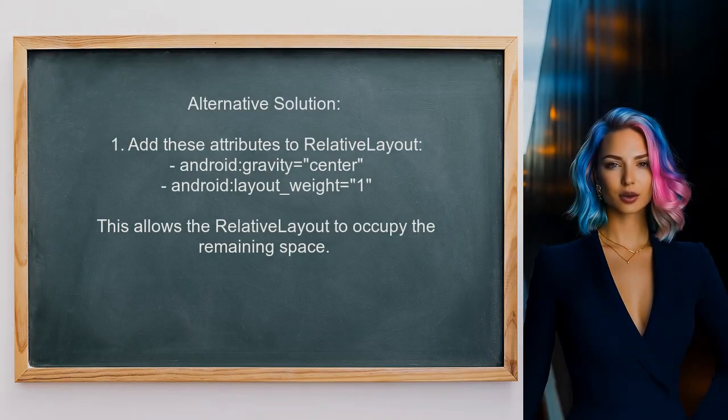An alternative solution provided by another user suggests adding 2 attributes to the relative layout. Specifically, set the gravity to center and add a layout weight of 1. This will help the relative layout fill the remaining space below the collapsing toolbar layout.